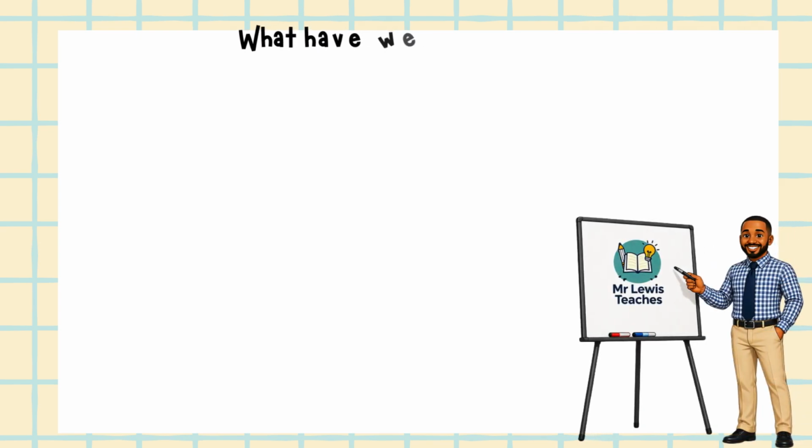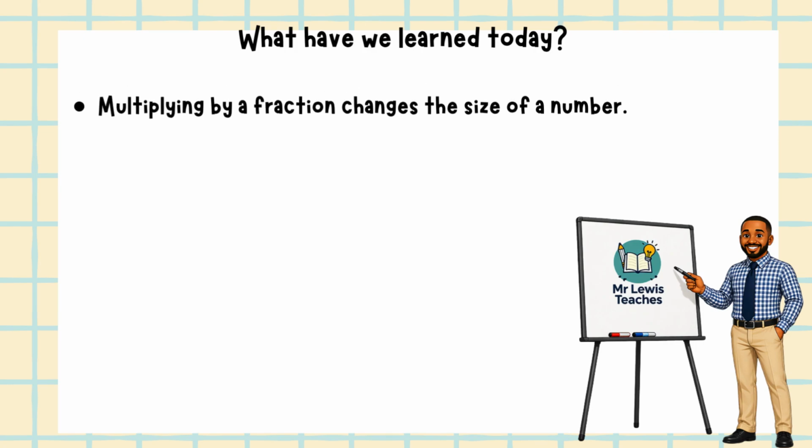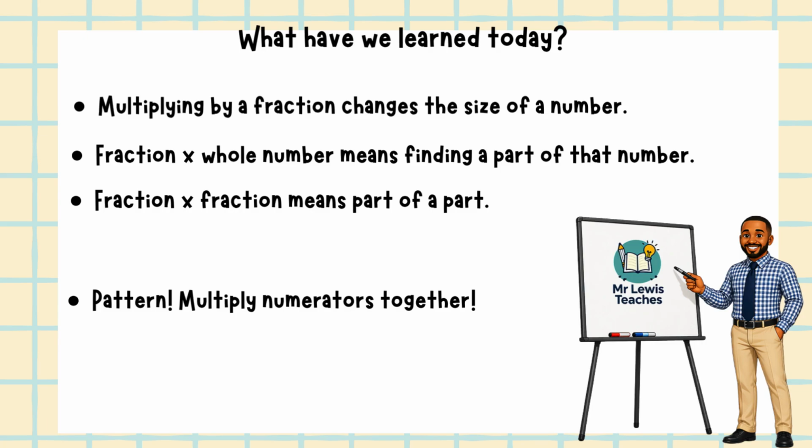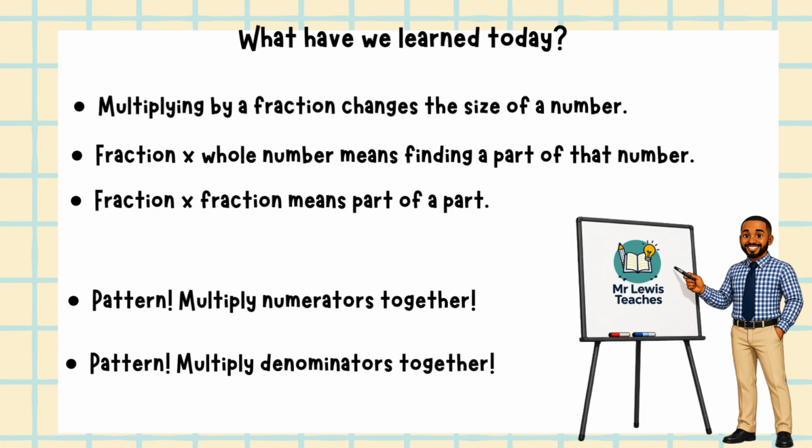So, what have we learned today? Well, today you have learned that multiplying by a fraction changes the size of a number. Fractions multiplied by whole numbers means finding a part of that whole number. Fraction times a fraction means a part of a part. As a cheeky tip, when multiplying fractions by fractions, multiply numerators together to get your numerator answer and denominators together to get your denominator answer.